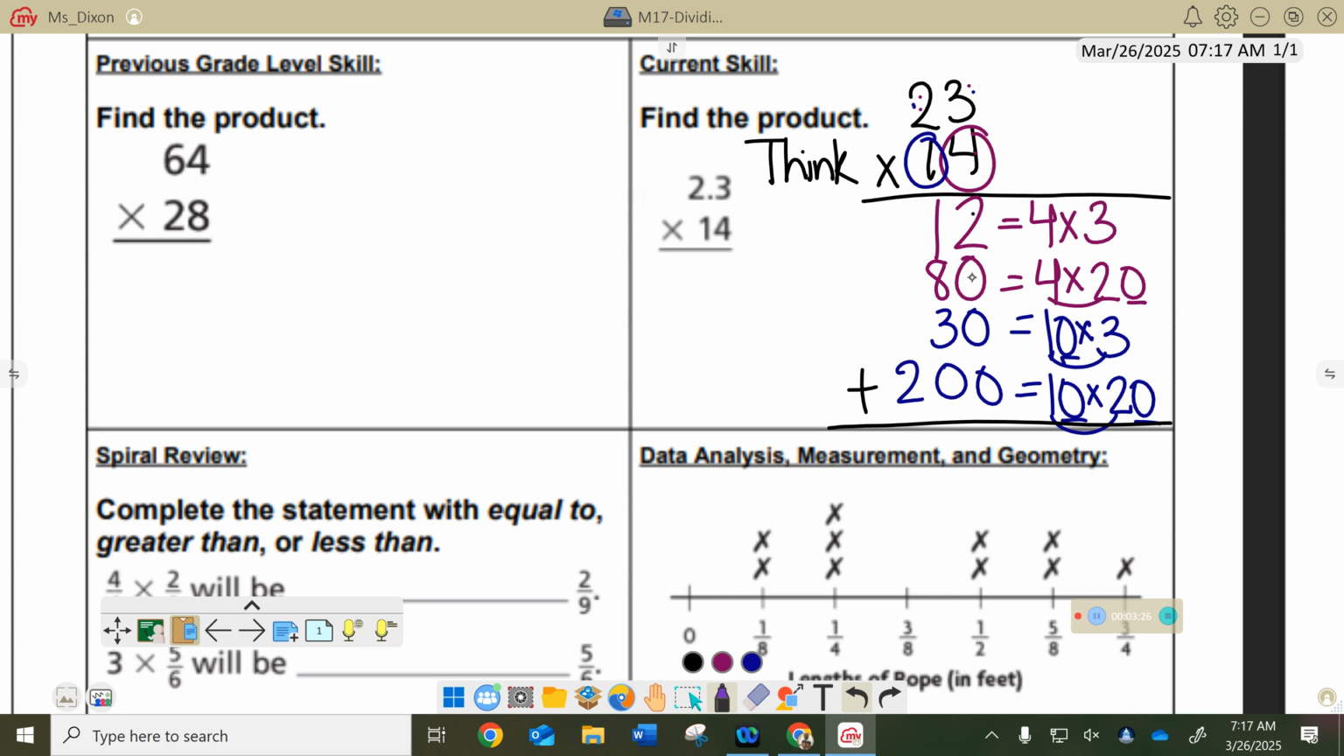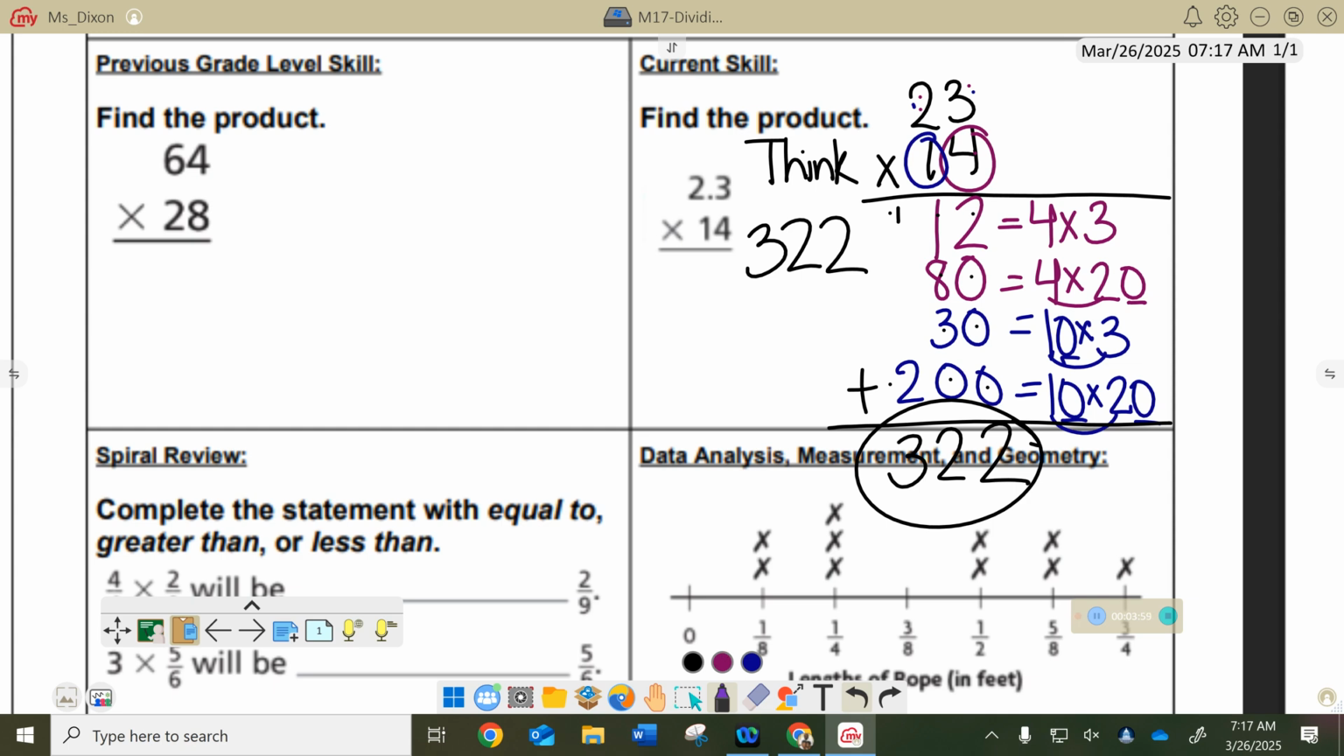2 plus 0 plus 0 plus 0 is 2. 1 plus 8 is 9. 9 plus 3 is 12. 12 plus 0 is 12. And then 1 plus 2 is 3. So your answer in the whole number form is going to be 322. But don't forget, this is a decimal.